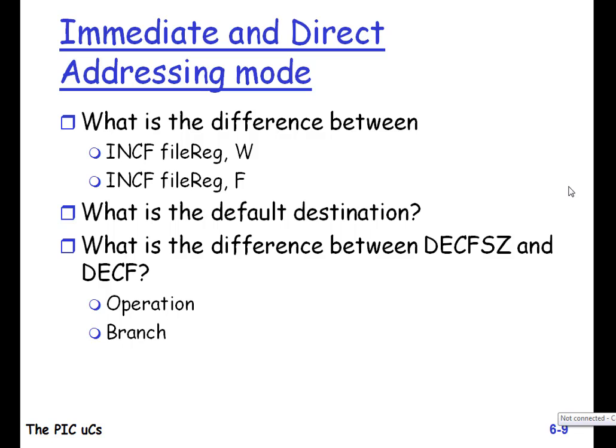You can review them briefly from the previous lectures. In this lecture we only touch on immediate and direct addressing modes. What is the difference between them? There is an increment, and what will be its default destination? The difference between these is also an assignment task mentioned in the addressing lectures.